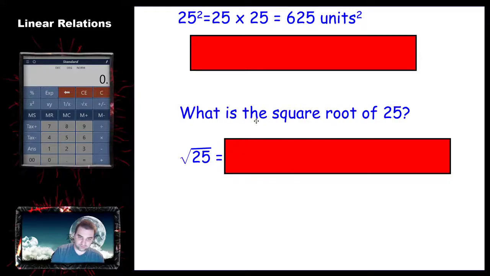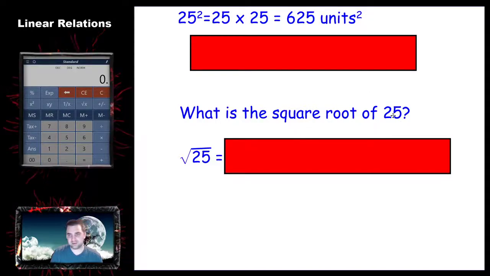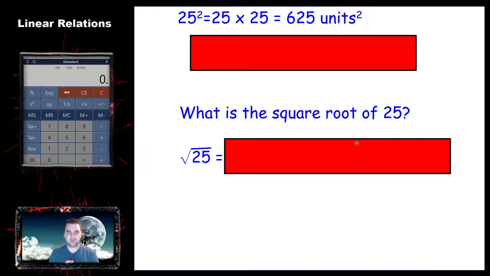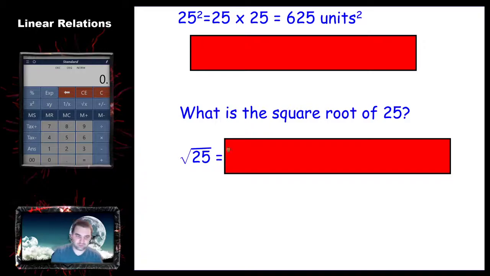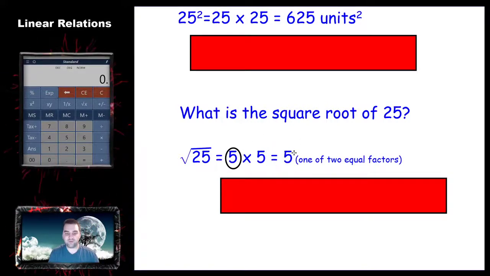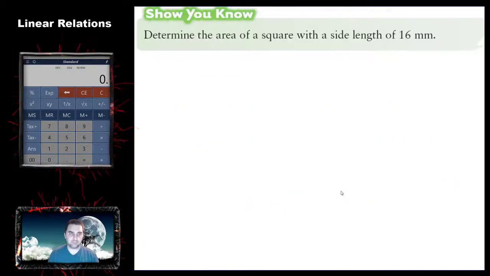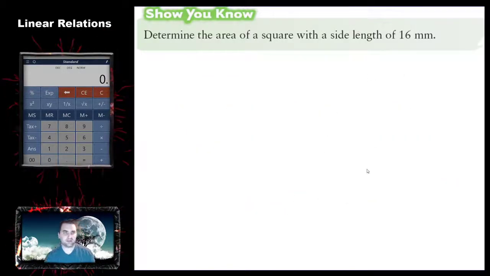So, what is the square root of 25? Well, what squared makes 25? You can think about it that way. Something times itself making 25. Well, you should be able to answer that that is 5. 5 times 5 is 25. So if I do the square root of 25, then it would be 5. Okay? All right. I don't think that should have been too hard.